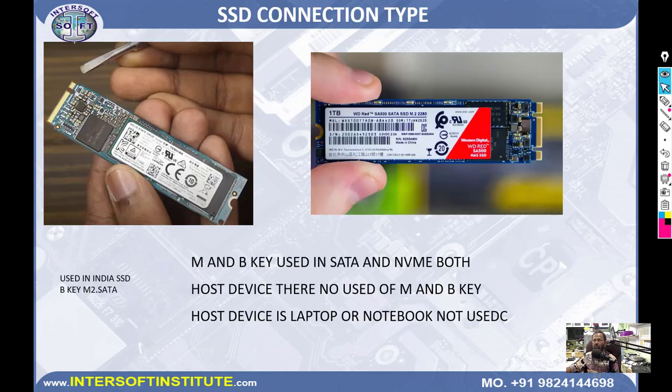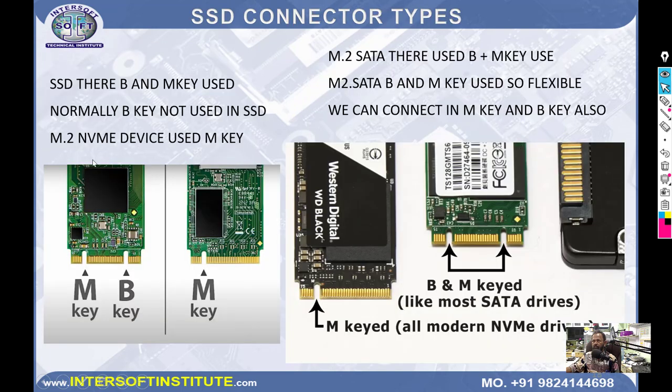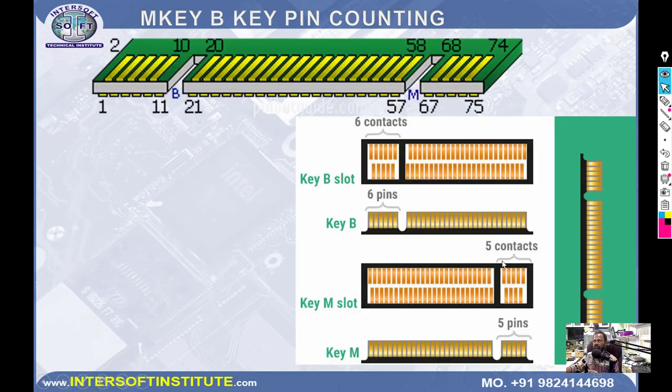How to count the pins? The pins are counted from here: 1, 2, 3, 4 like that, and this is a B key, and here both M key and B key are there. So you can check, the first is your M key and B key. The pointers are here. So here is only M key, B key and M key. These keys are very important to identify which NVMe you are using.